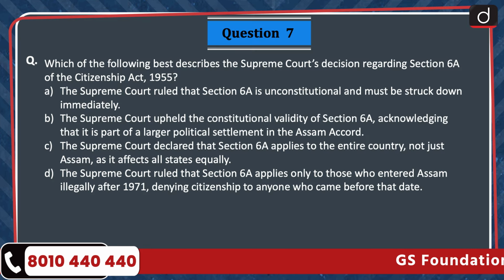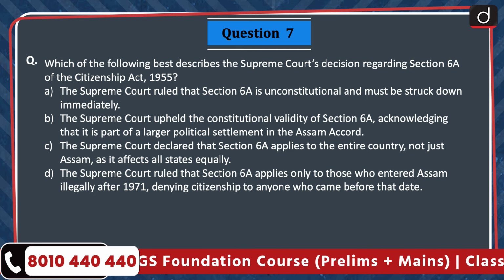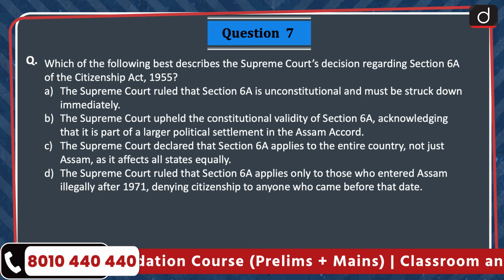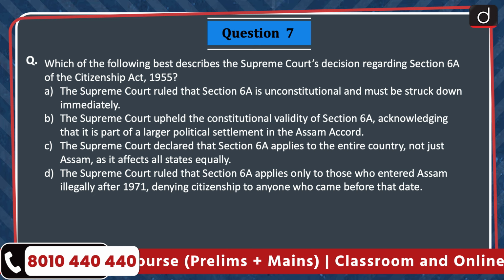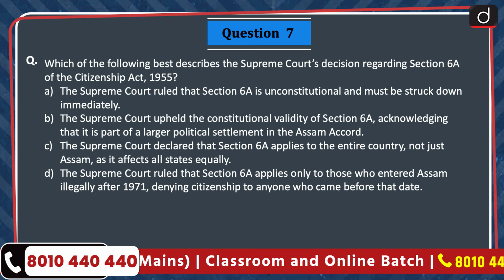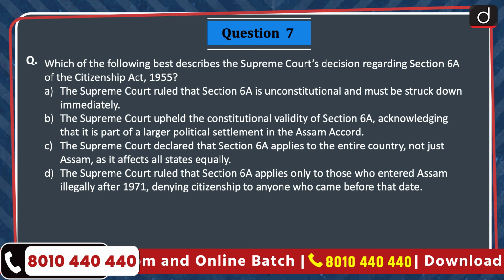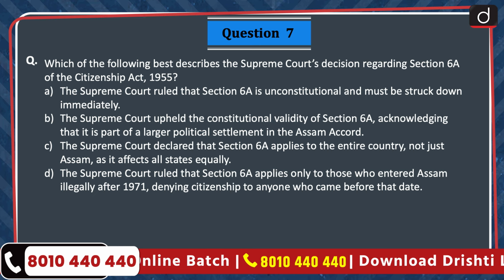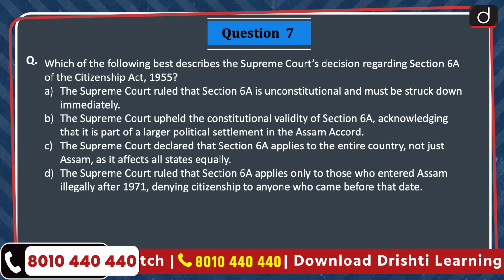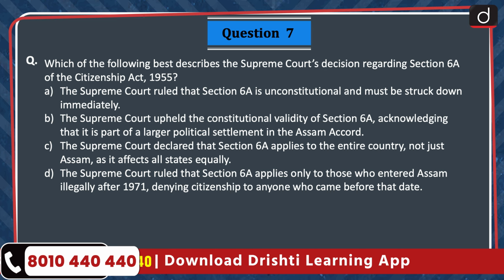Next question, which of the following best describes the Supreme Court's decision regarding Section 6A of the Citizenship Act 1955? The Supreme Court ruled that Section 6A is unconstitutional and must be struck down immediately. The Supreme Court upheld the constitutional validity of Section 6A, acknowledging that it is a part of a larger political settlement in the Assam Accord. The Supreme Court declared that Section 6A applies to the entire country, not just Assam, as it affects all states equally.